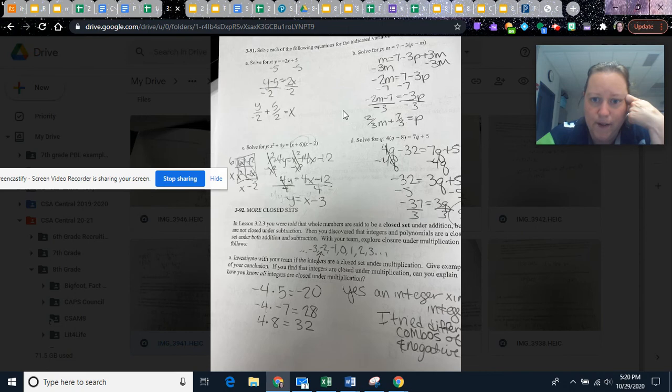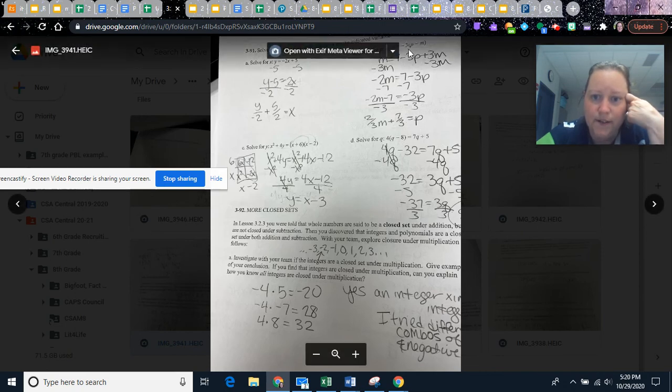Up here for B, solving for P, first you're going to do the distributive property. So you have the negative 3P, and then a negative times a negative makes this one a positive. Then you want to get your P by itself. So go ahead and put your M's together. So this is minus 3M minus 3M. If you have M minus 3M, you get negative 2M equals 7 minus 3P.